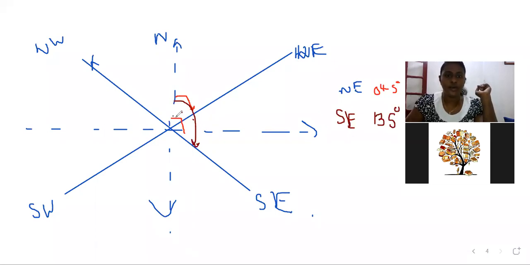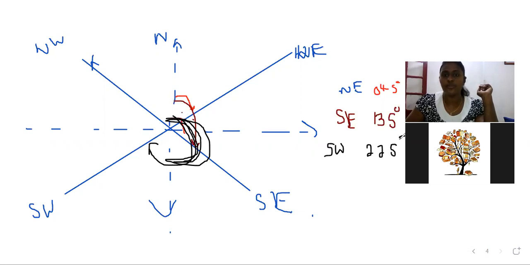Then we'll see southwest up to here, no? Now we know up to here is 180. 180 plus 45 is how much? 225. Next direction, northwest. Northwest means here to here all together.